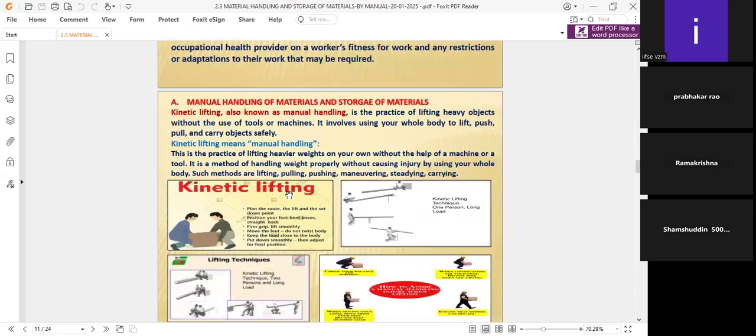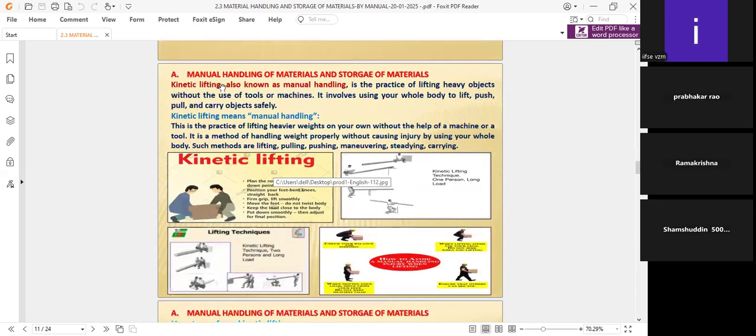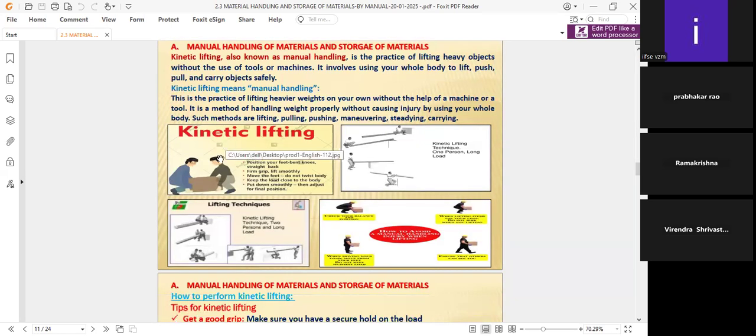Now, the first very important point is kinetic lifting, which is simple manual handling. Kinetic lifting is also known as manual handling, manually lifting. It is the practice of lifting heavy objects without the use of tools or machines. It involves using our whole body to lift, push, pull or carry the object.